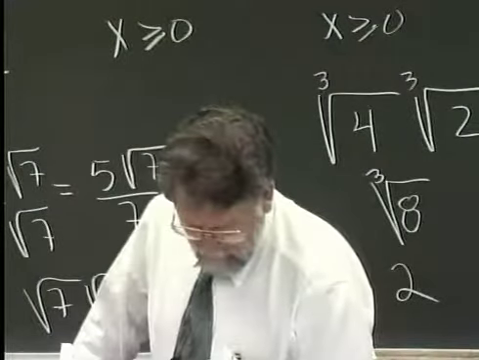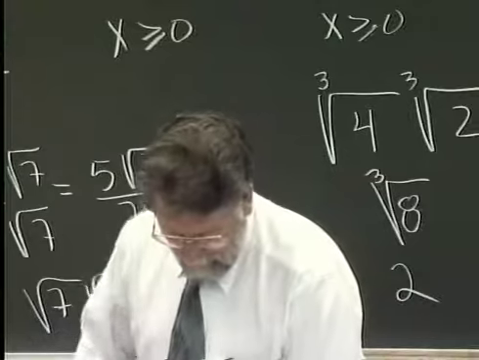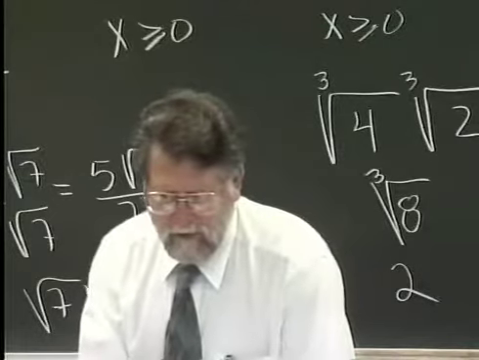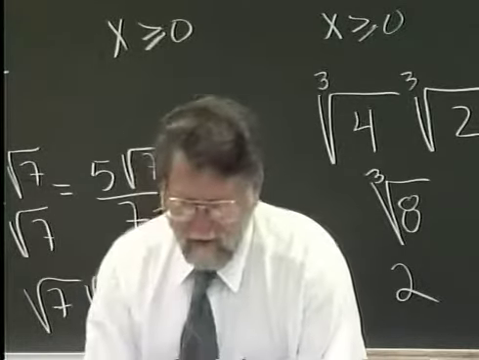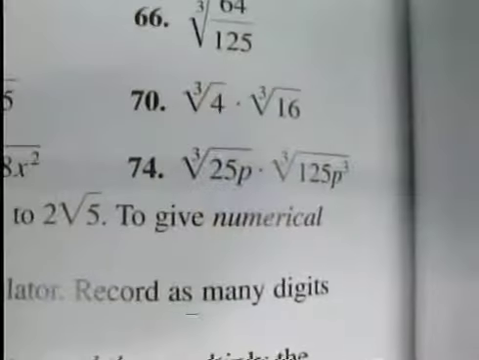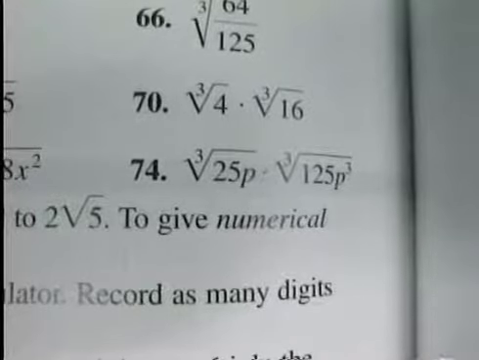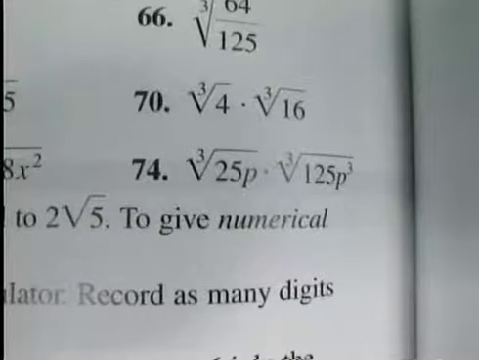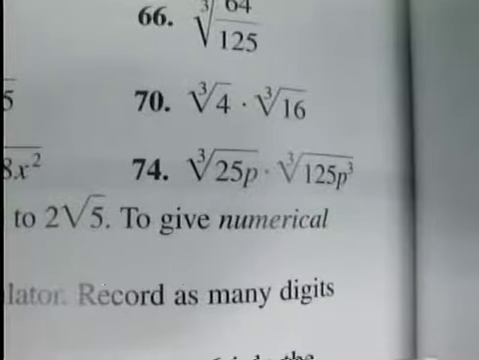Okay, back to the document camera, because we've got more interesting stuff to do. Let's see what delights are there. Number 74. What are we going to do with that one? We have the cube root of 25p times the cube root of 125p cubed.